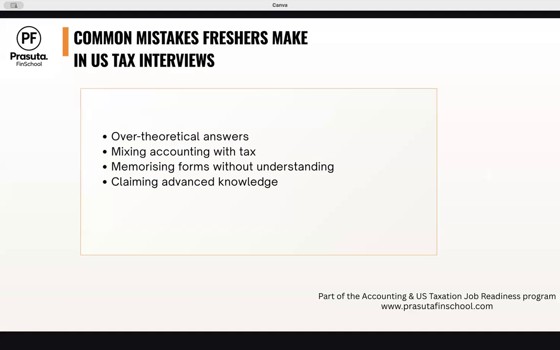Then, mixing accounting with tax. Also, do not mix Indian taxation with US taxation, right? If you are really good at Indian tax as well, do not overclaim it here. Accounting is a totally different part again. Even if you're really good at Indian tax, do not overclaim, because if you do so, the recruiter might think, okay, if you are so skilled in Indian taxation, then why are you going ahead with US taxation now, right? Even if you get an opportunity in Indian taxation, you might change your job. So always be focused on the role that you have applied for.